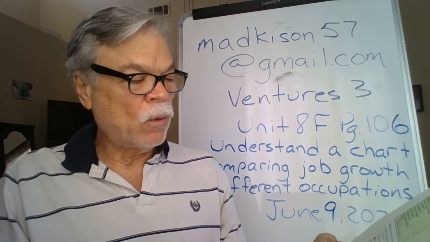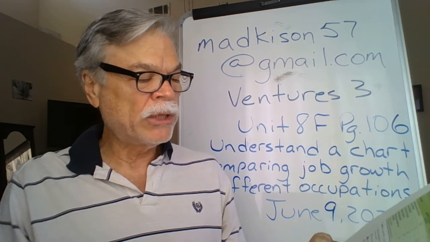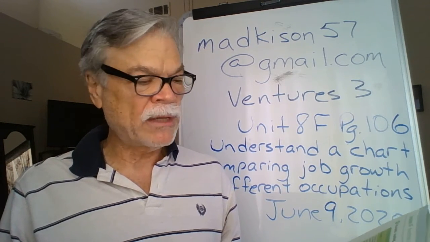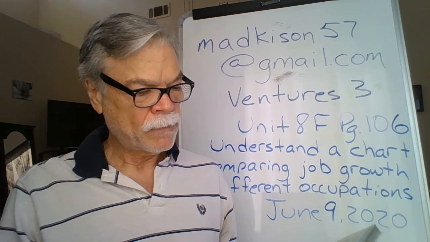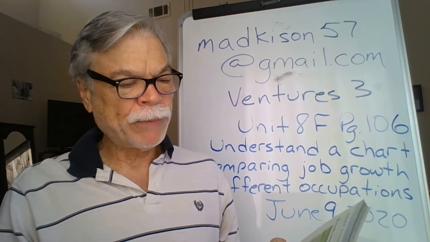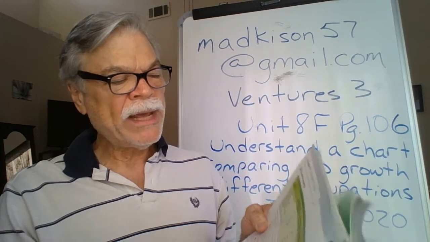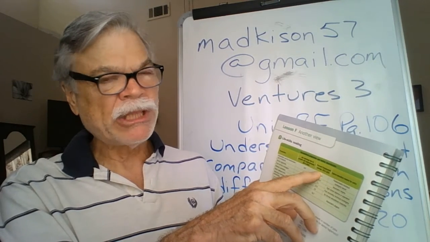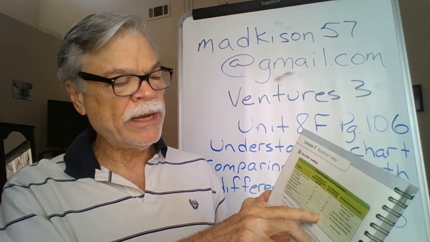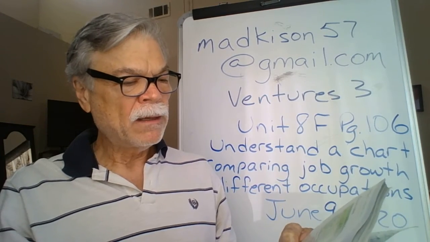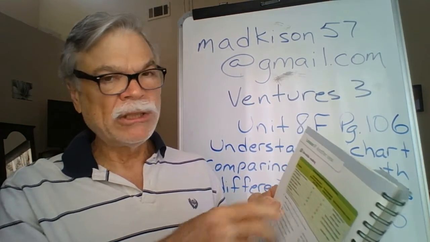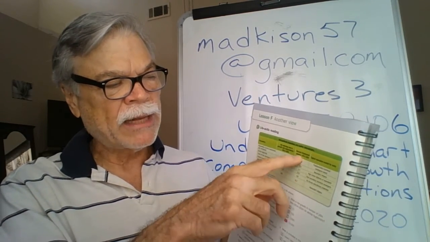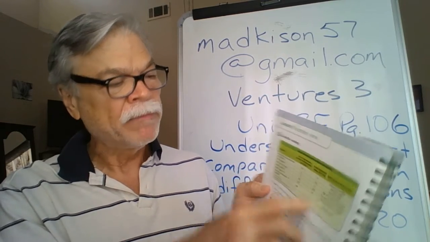Now for number 2, it says, which occupations will have the largest percent increase in growth from 2014 to 2024? Now, the largest percent increase means we have to look at the third column where it shows percent employment change. And we're not looking at the first column, which is just the total number of job increase. We're looking at percent increase. So that's the third column here.